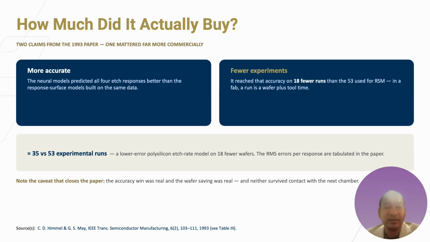So how much did it actually buy? Two things. It was more accurate across 4 outcomes, and the part that mattered commercially, it reached that accuracy using 18 fewer wafers than the 53 the older method needed. In a fab, each of these wafers is real money and tool time, so the saving is the headline. The paper closes with an honest point we'll keep coming back to. The accuracy gain was real, the wafer saving was real, but neither one automatically survived moving to the next chamber.